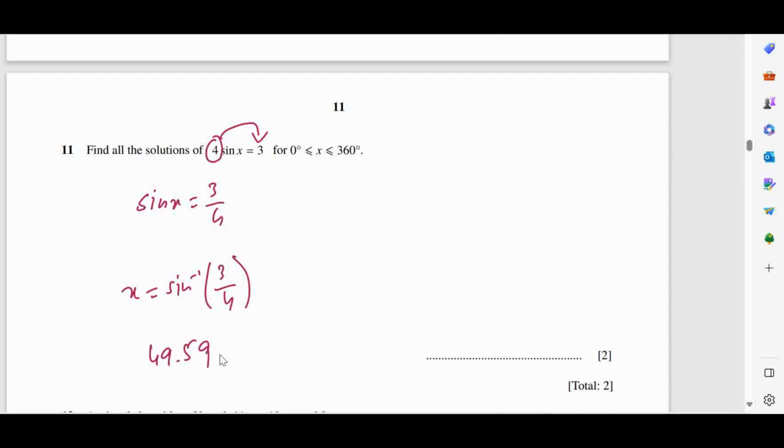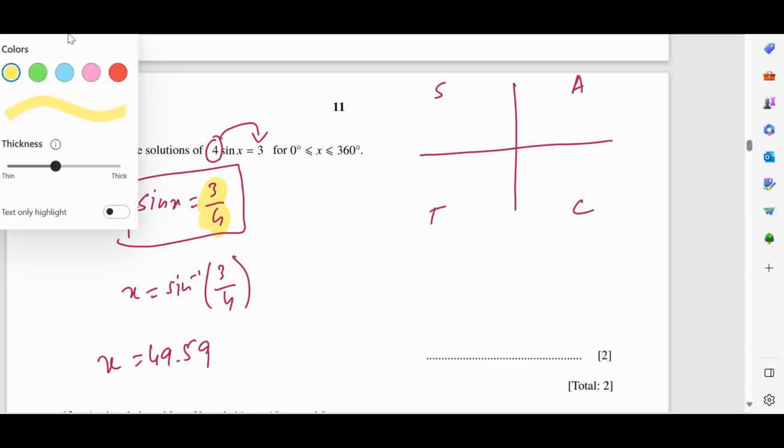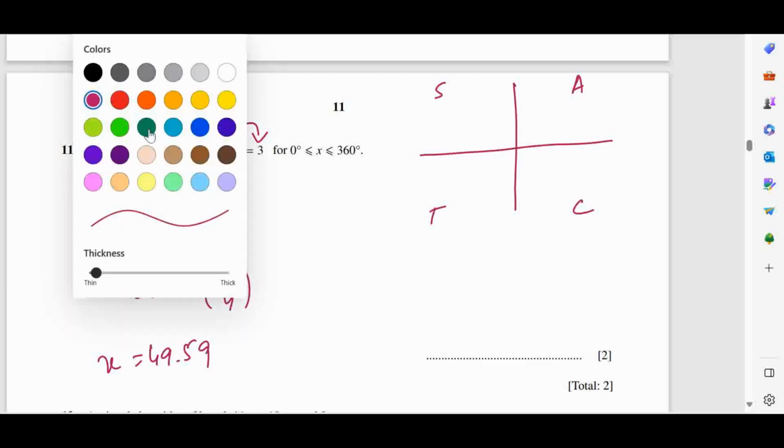48.59. Now this is the first answer. Again we have, this is the reference angle. So we have to repeat the previous practice, CAST. Now here we can see this one is sine and sine is positive because 3 by 4 is a positive number. So just because of this, we will draw the angle. We will draw these two angles over here.